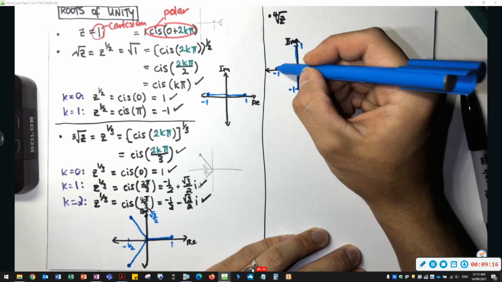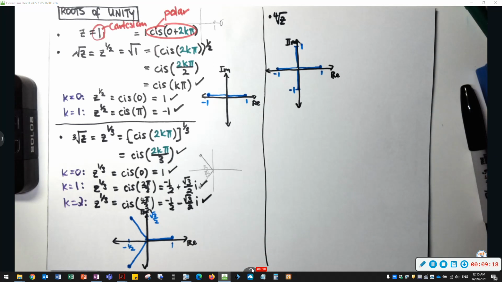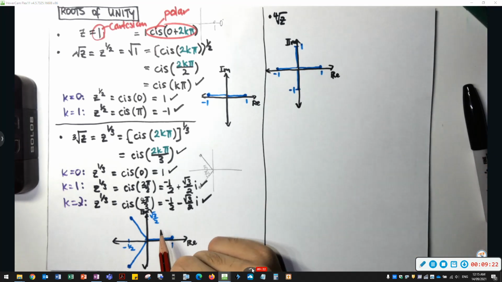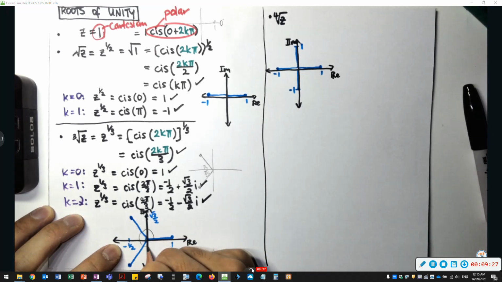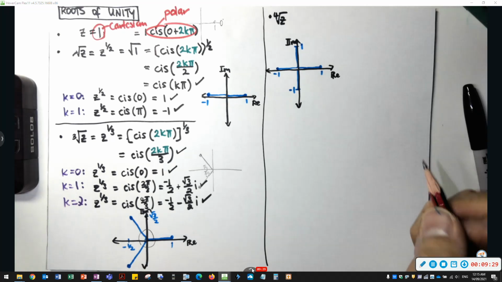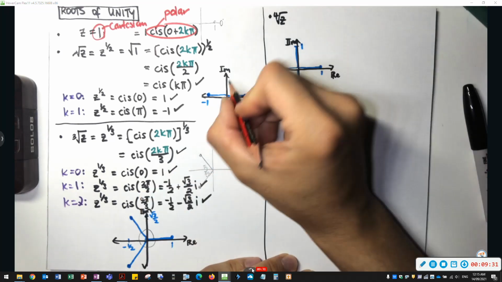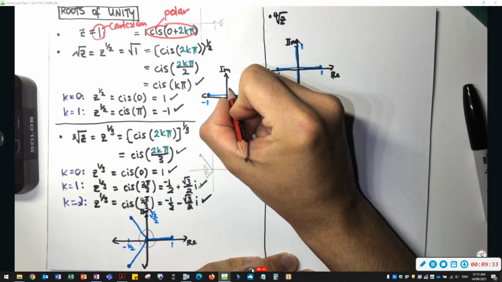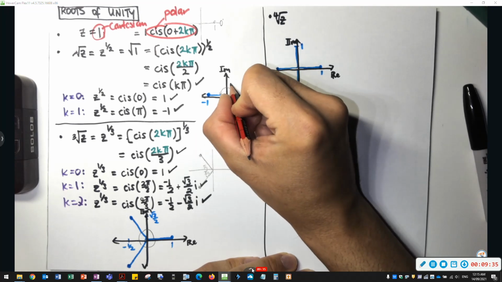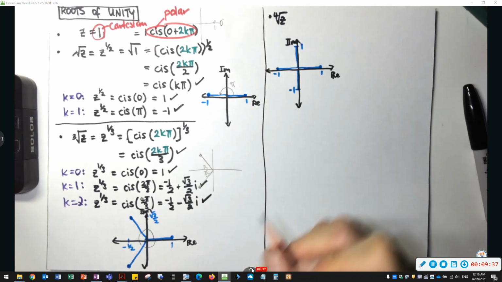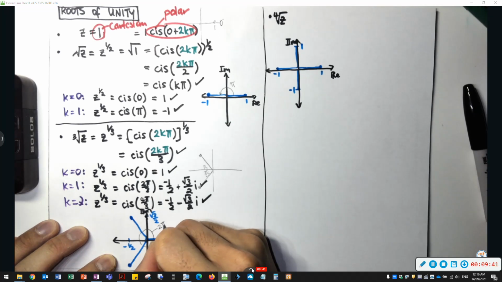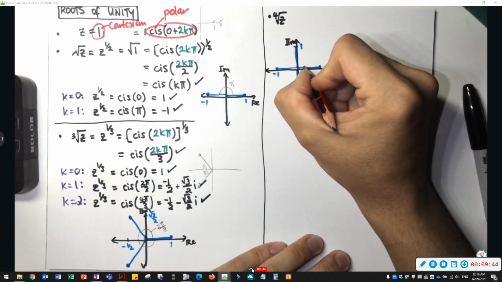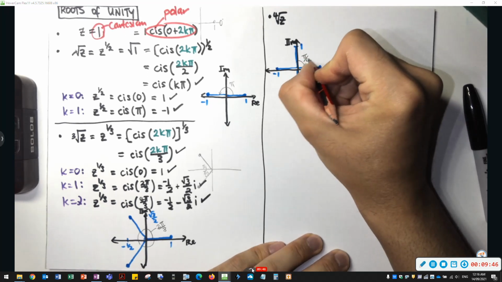How did I know that so quickly? Hopefully you can see that all the roots of 1 are equally spread around the complex plane. So this has a separation of 180 degrees or pi. This has a separation of 2 pi on 3. This has a separation of pi on 2.